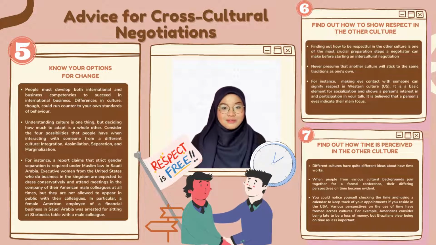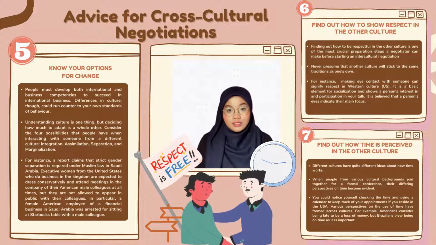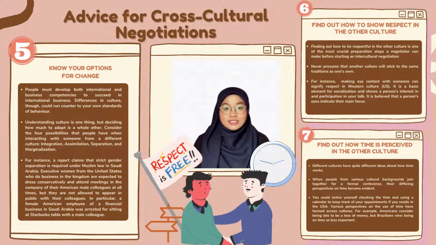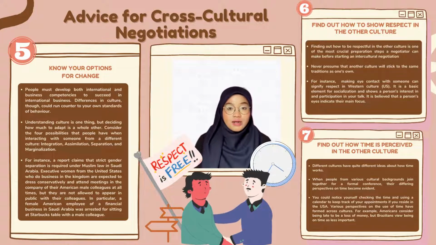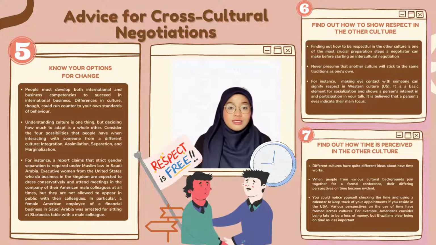An example that we can take for this part is when a report claims that a strict gender separation is required under Muslim law in Saudi Arabia. Executive women from the United States who do business in the kingdom are expected to dress conservatively and attend meetings in the company of their American male colleagues at all times, but they are not allowed to appear in public with their colleagues. In particular, a female American employee of a financial business in Saudi Arabia was arrested for sitting at a Starbucks table with a male colleague.